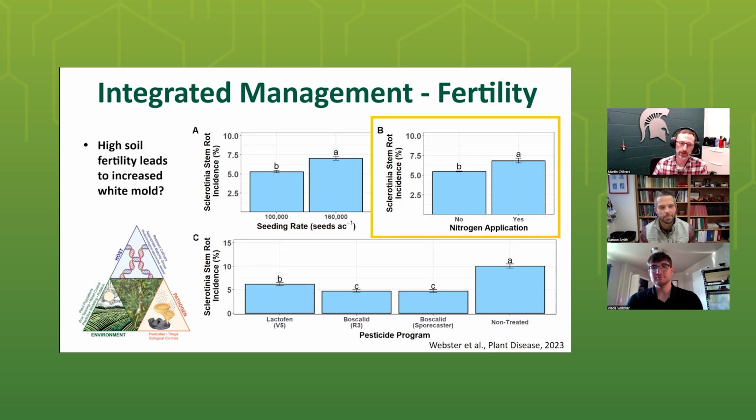And this is just some multi-state data to demonstrate that, yeah, high nitrogen levels, high fertility levels, drive canopy closure like we've been talking about. And because of that, drive the white mold.